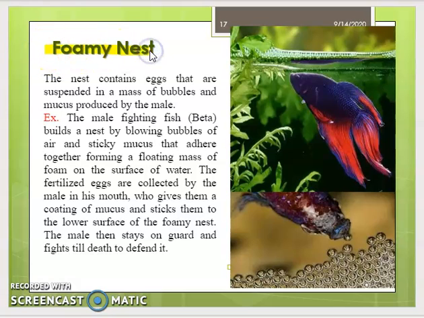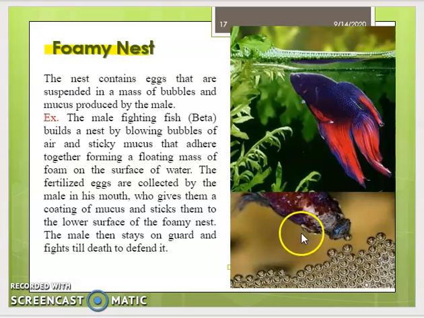The next type is the foamy nest, produced by certain fishes. The nest contains eggs that are suspended in a mass of bubbles. Here you can see the mass of bubbles produced. These bubbles lie above the water surface. These are the bubbles, and this is a magnified view of the bubbles produced by these fishes, along with the mucus produced by the male. The nest contains the eggs that are suspended in a mass of bubbles and the mucus produced by the male.